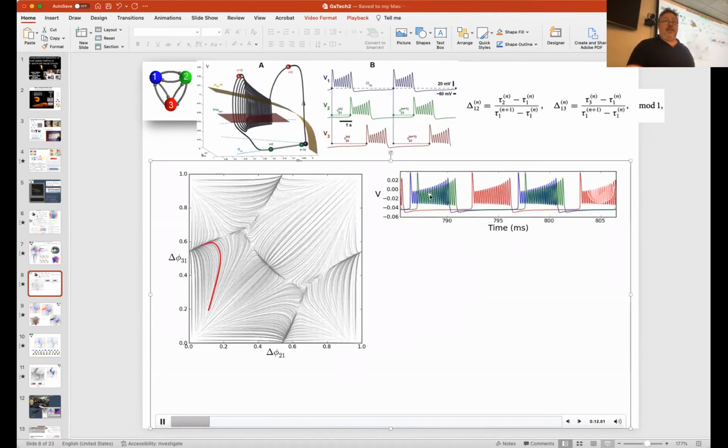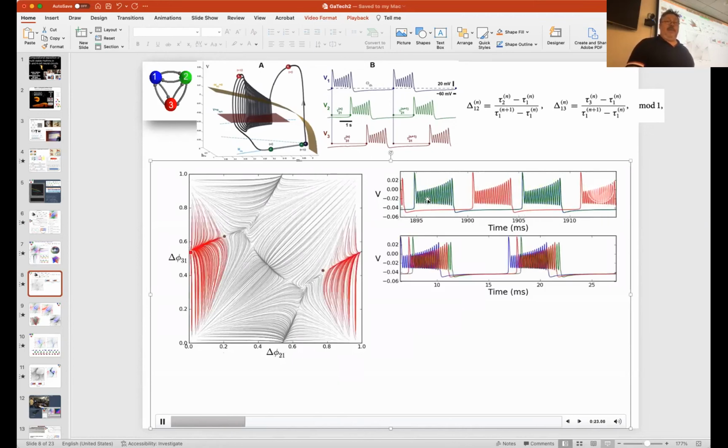You measure these delays, okay, and in the return map, you see a trajectory that converges to this fixed point. If you look at the coordinates, you see 0 and 1/2. 1/2 means that the phase difference between the reference cell blue and red is 1/2, which means they're bursting in anti-phase, and these two are firing together, which means they're in phase. That's how you interpret the coordinates.